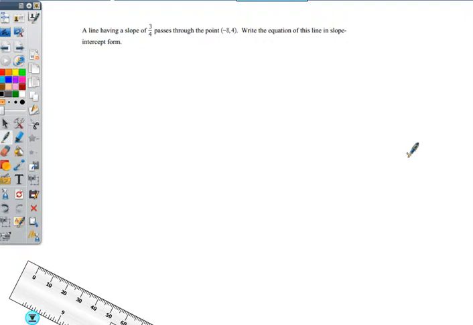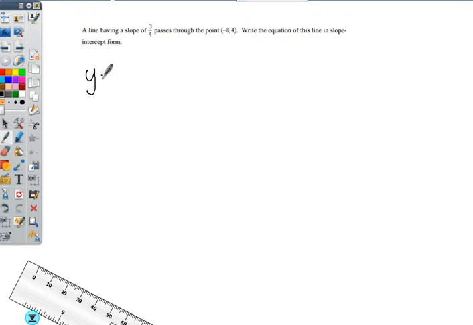In this video, I'm going to show you how to find the equation of a line algebraically if you're given the slope and a point on the line. So the first thing you need to do is read the question carefully. A line having a slope of 3/4 passes through the point (-8, 4). It says write the equation of this line in slope-intercept form.